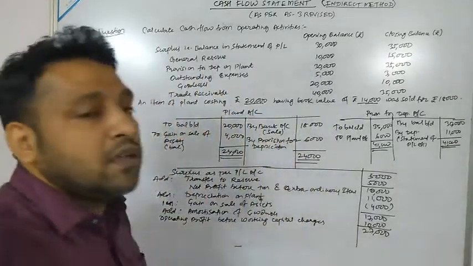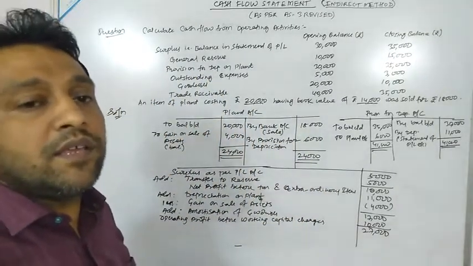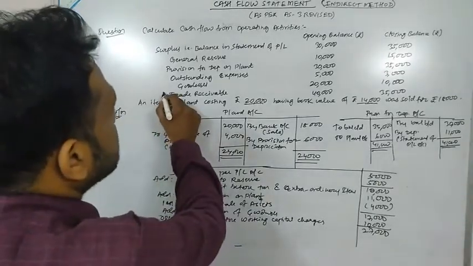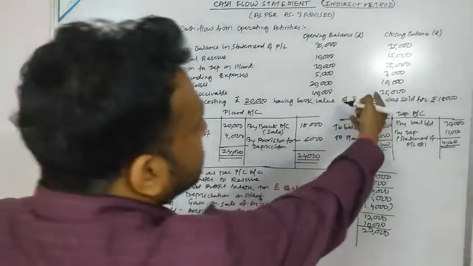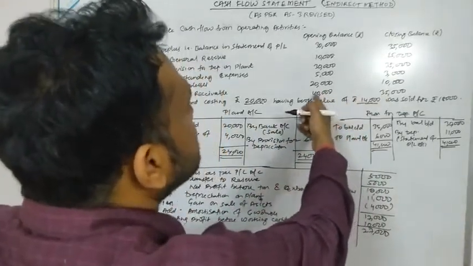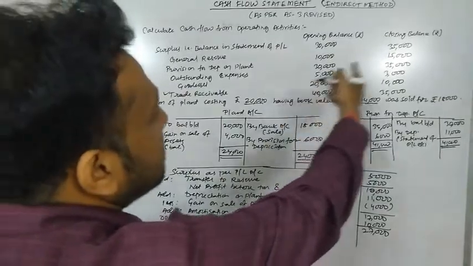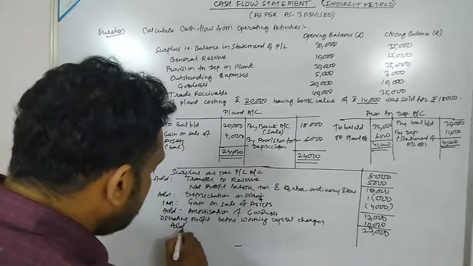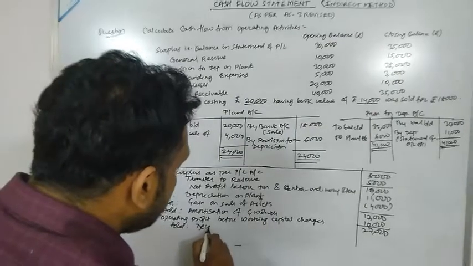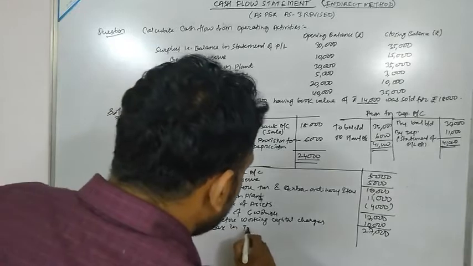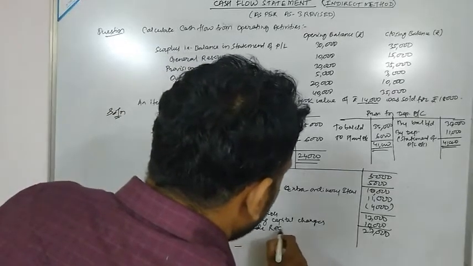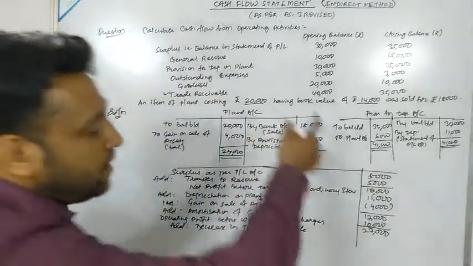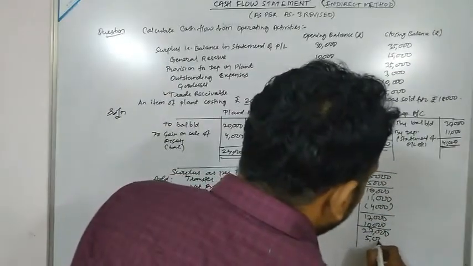Now what we have to see? Increase in current assets and increase in current liability. You see, your asset given is only trade receivable. The opening balance is 40,000, and the closing balance is 35,000. That means decrease in trade receivable, so we have to add. Already it has been explained: whenever there is a decrease in current asset, that would be added. It would be your 5,000.